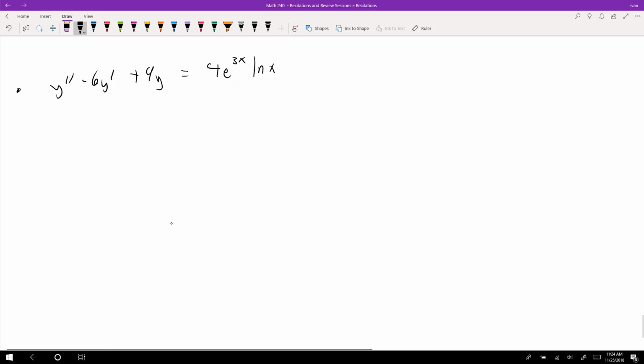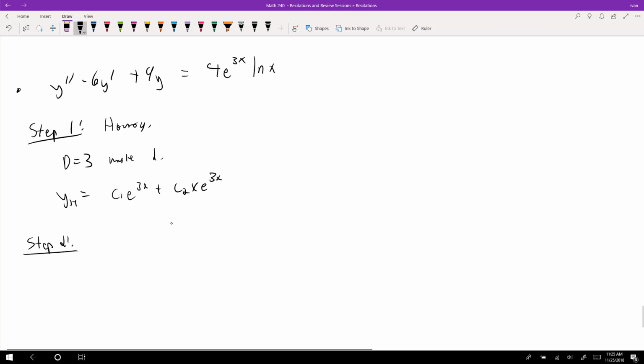So let's take a look at how you do this problem. Step 1 is the homogeneous. So this is d equals 3 with multiplicity 2. So you get yh is going to be C1 e to the 3x plus C2 x e to the 3x. It's fine. So step 2, you have to guess yp.